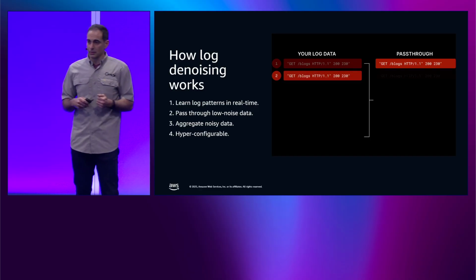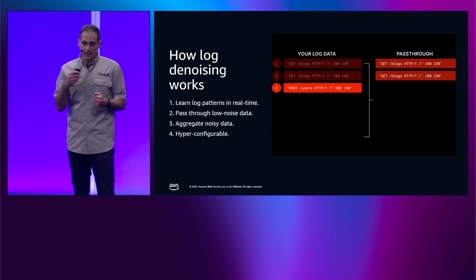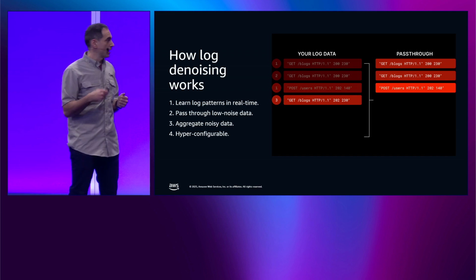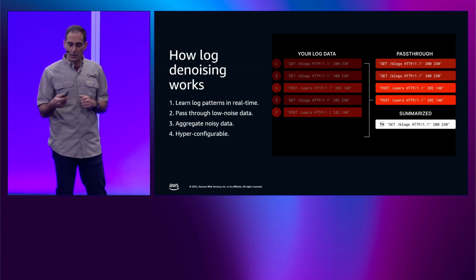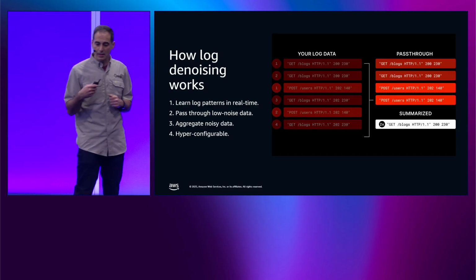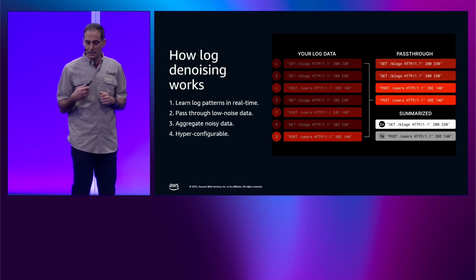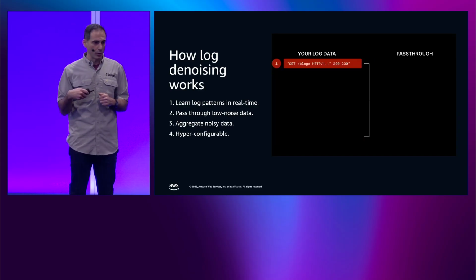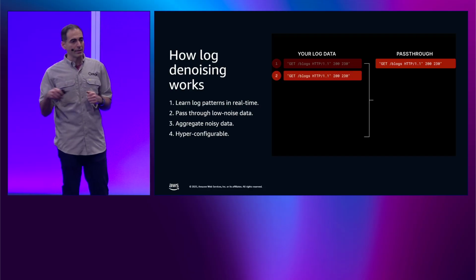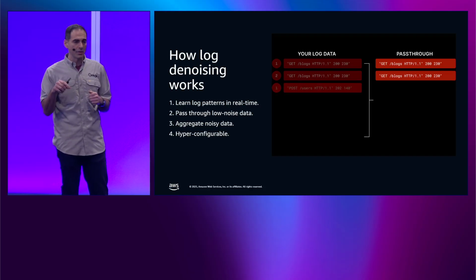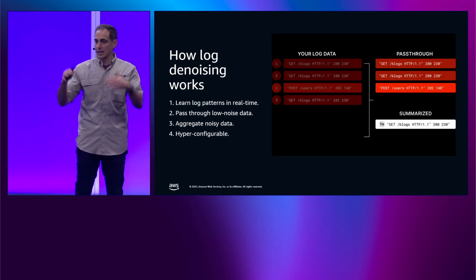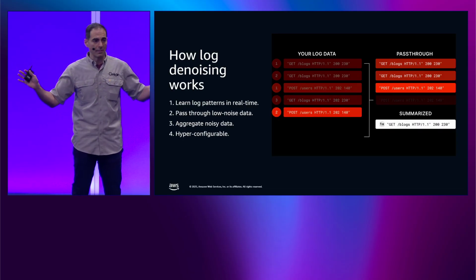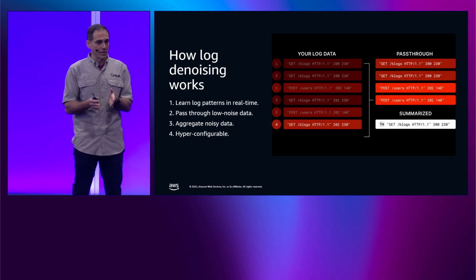So the way that Grepr works for logs is as the data's passing through, in real time, we're figuring out what are the patterns in those logs. And so here in this example, we're seeing that, hey, there's two patterns in the data. There's these gets and then there's these posts. And what we do is we pass through those initial few samples for each of those patterns. And once we have enough samples, then we say, hey, we've seen enough of those log messages. Let's actually start reducing them.